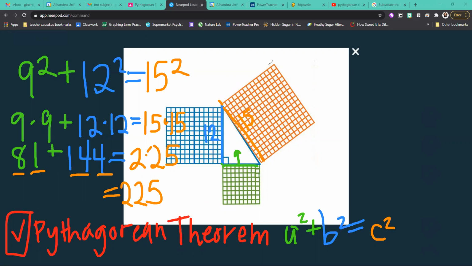So if we're looking at this, 9 squared plus 12 squared equals 15 squared. So that proves that this does follow the Pythagorean theorem. Okay?